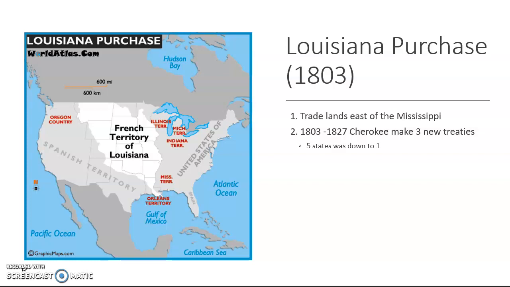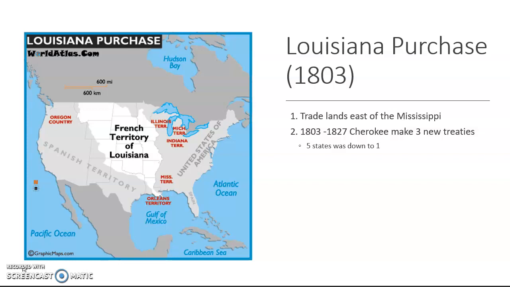Throughout the span of 1803 to 1827, we're going to focus now on the Cherokee and their experience in particular. While things were happening with other tribes throughout the United States at this time, we want to focus in on the Cherokee because we're going to look specifically at some outcomes that happened as a result of their interactions right after the Louisiana Purchase.